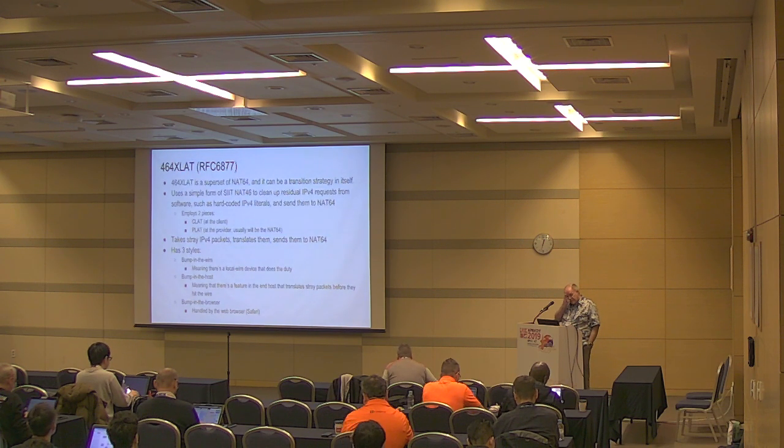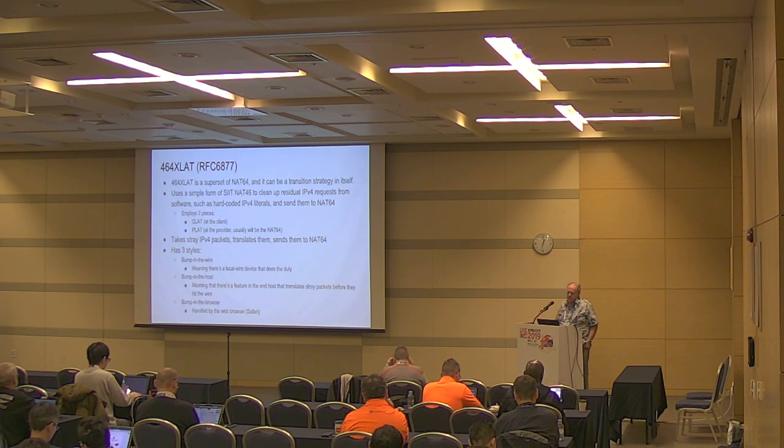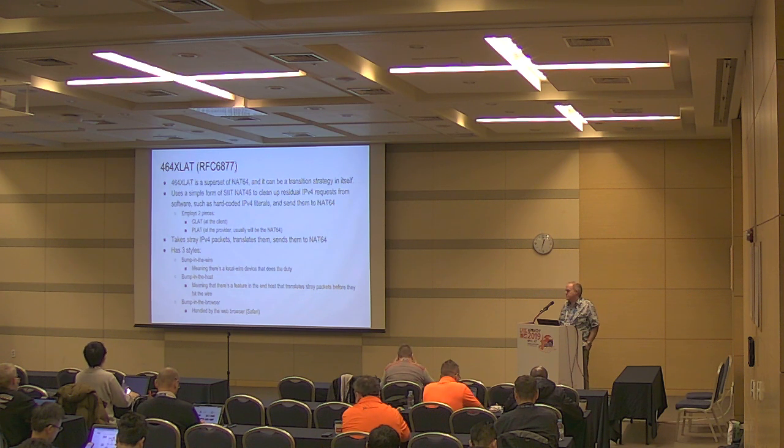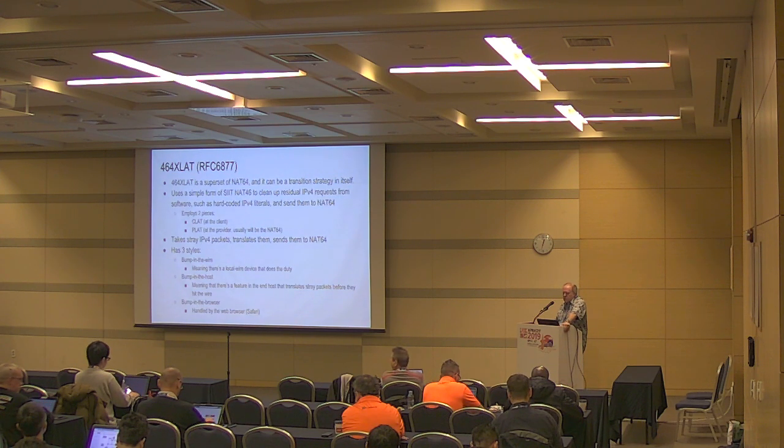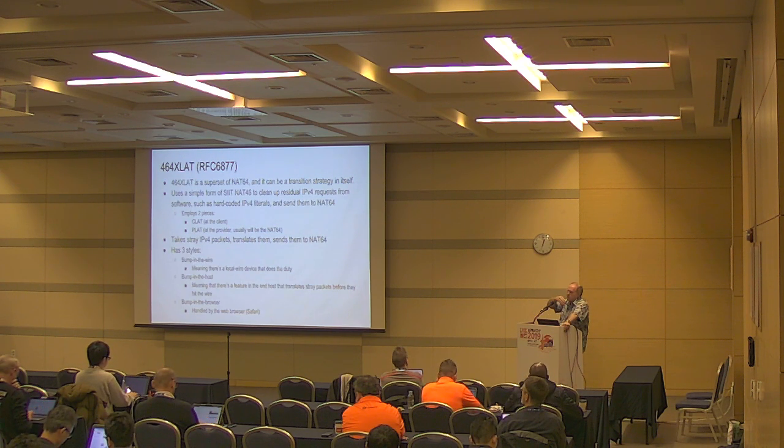So on to 464XLAT. It's a superset of NAT64. It includes NAT64, but it can be a transition strategy by itself. We kind of pervert it from its original intention as it was written into the RFC, and we take pieces of it and use those pieces. It uses a simple form of SIIT, NAT46, so pay attention to the order of the numbers, to clean up residual IPv4 requests from software such as hard-coded V4 literals and send them to NAT64. It employs two pieces. Usually there's a client CLAT, which may be built into the host or into the browser.